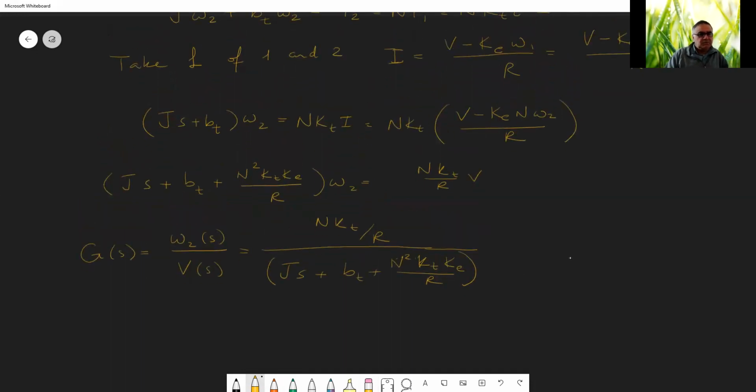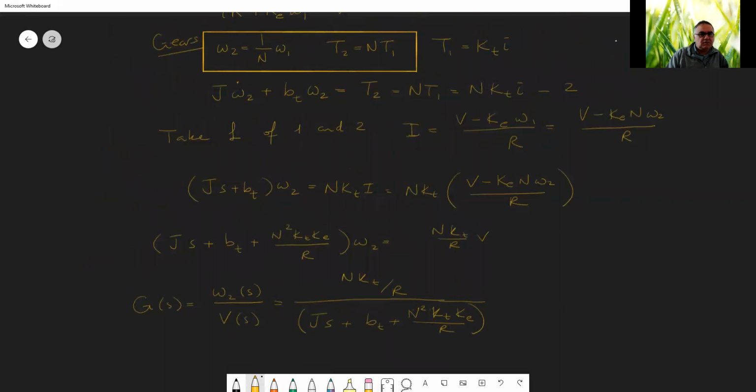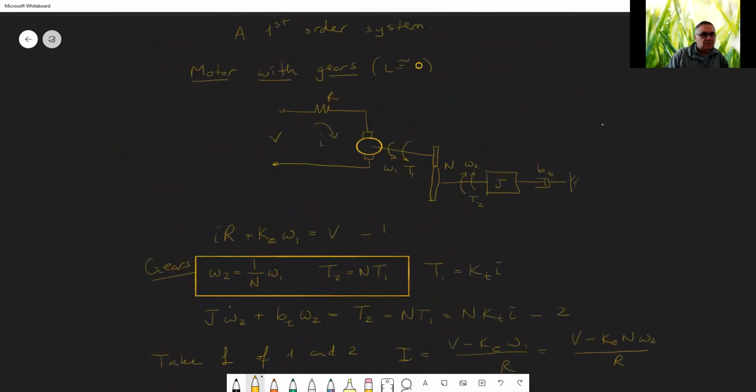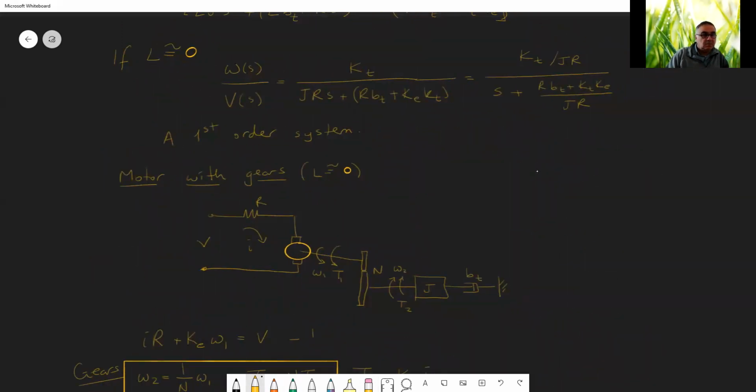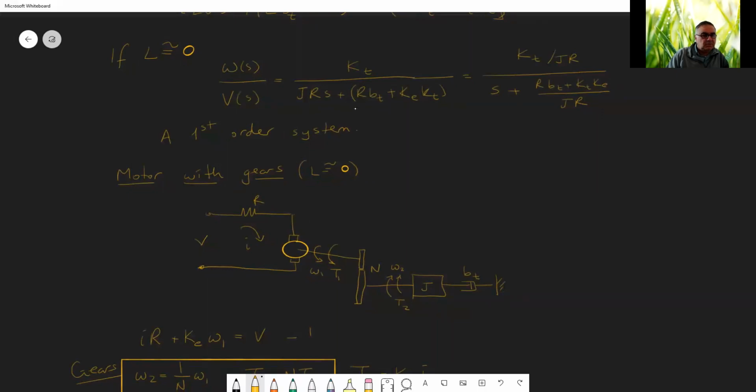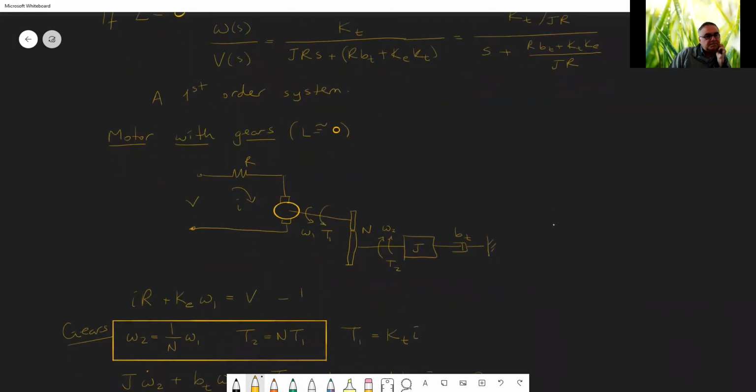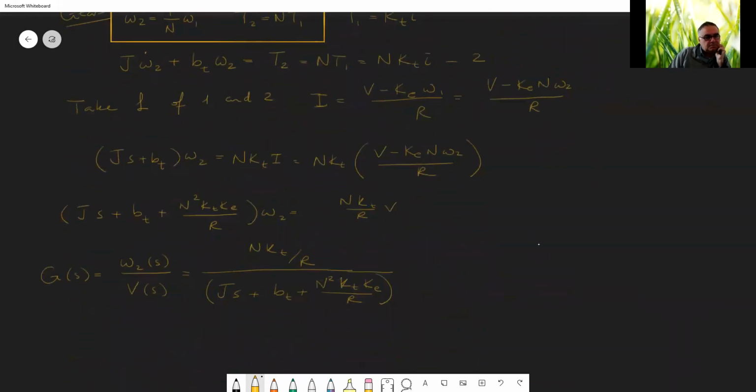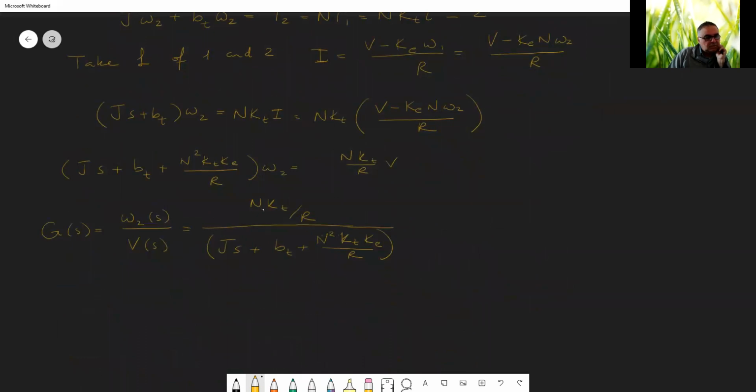Now compare this to the non-geared thing. We have the following. Here, everything was not divided by R. In the non-geared thing, we had this, and if you make n equal to 1, actually, you get the same equation.